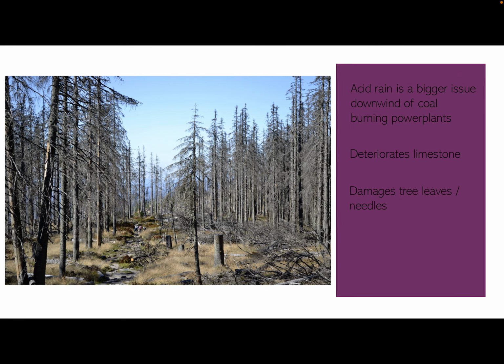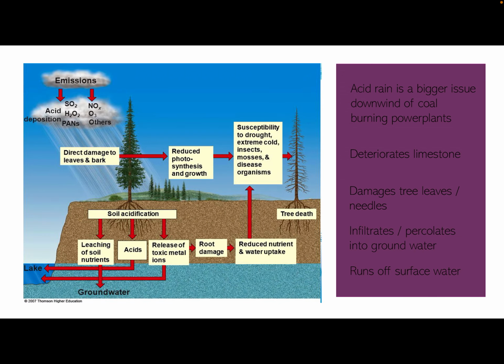It can damage tree leaves and needles. So if trees don't have leaves and needles, they're not performing photosynthesis as well. If they're not photosynthesizing, they're not strong and healthy and getting the food they need, and they could be more susceptible to diseases and drought, and ultimately it can kill off a lot of trees. And it also infiltrates or percolates into groundwater and can run off of our surface water. So we can see here's the process that leads to the tree death.